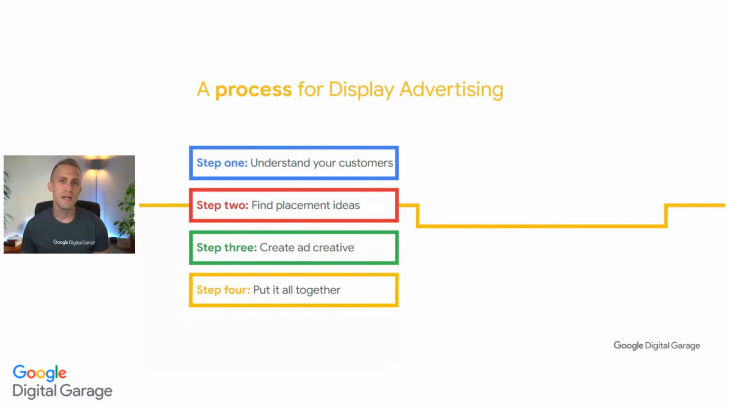Next up, find placement ideas, because now we're looking to place that advert on the internet somewhere. Next up, we're going to think about creating an ad creative. What is going to make it appealing for them to click onto it? And last but not least, we're going to pull it all together, which is the easiest part in my mind. If you've got steps 1, 2, and 3 all wrapped up, number 4 is just quick and easy. Let's put it all together and start advertising.